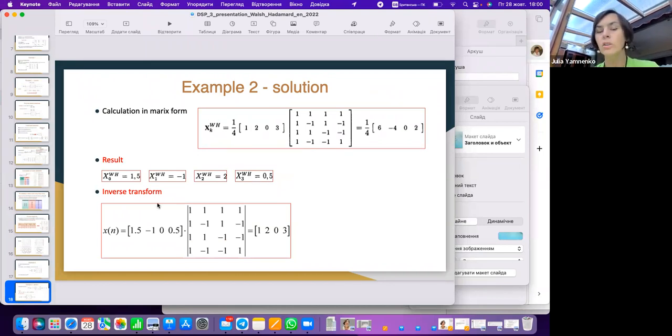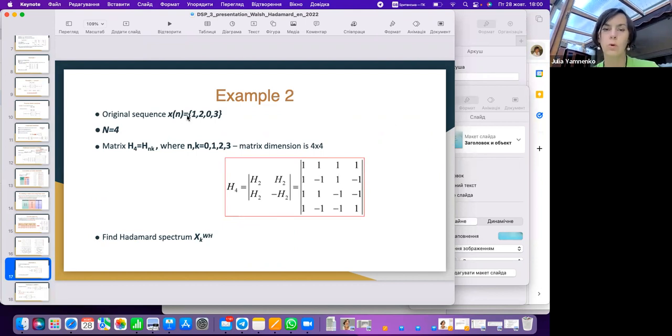And this method is also symmetrical, so we can use the same matrix to obtain the original function from the known spectra. So we just put the spectra together, all these 4 values, 1.5, then minus 1 here, 2 and 0.5, and we will obtain the same original function as it was in example number 1 and example number 2 also.